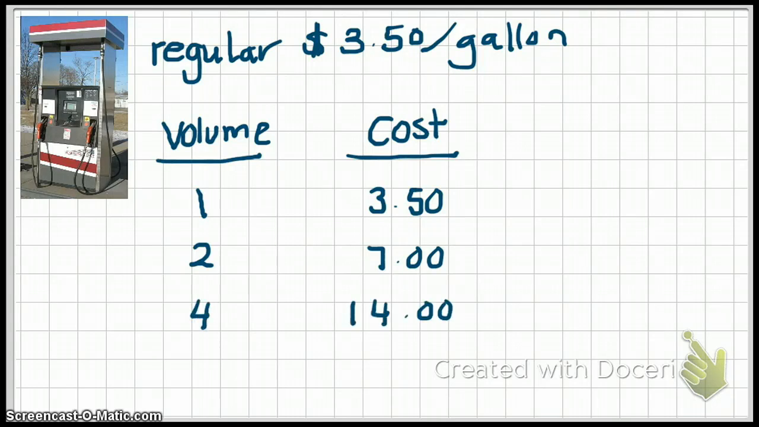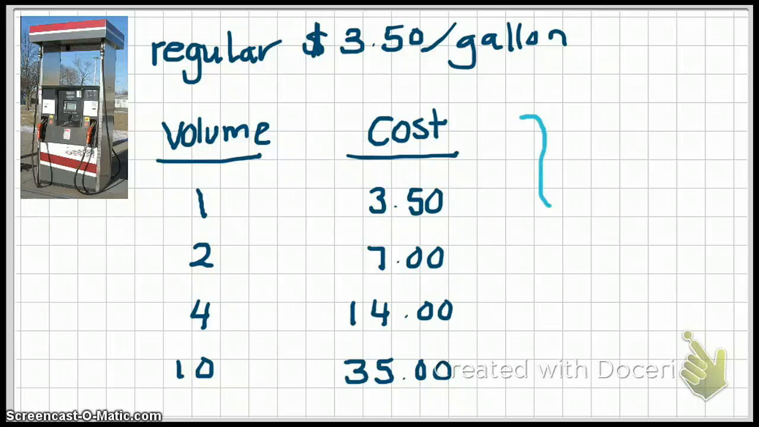How about if you buy 4 gallons of gas? You'll have to pay $14. And if you buy 10 gallons of gas, you'll have to pay $35. We can say that gas is a variable cost. It varies in direct proportion to changes in volume.